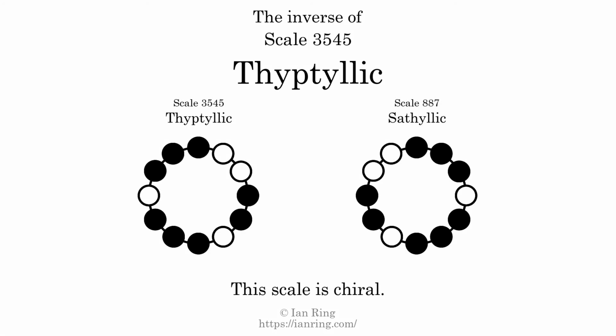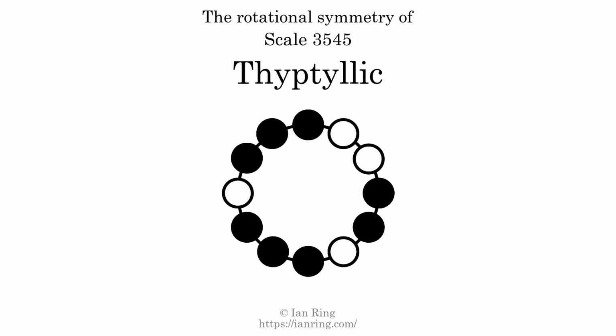The inverse of a scale is a mirror image. It is what you get when the sequence of intervals is reversed. The inverse of this scale is scale 887, also known as Thyptyllic. This scale is chiral. It cannot transform into its inverse by rotational transformation. This scale has no rotational symmetry.